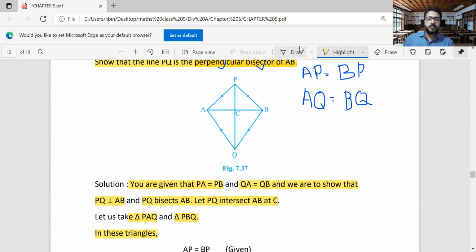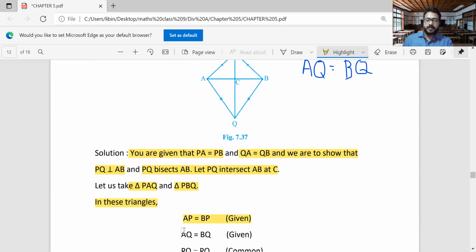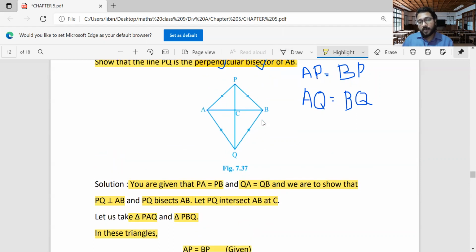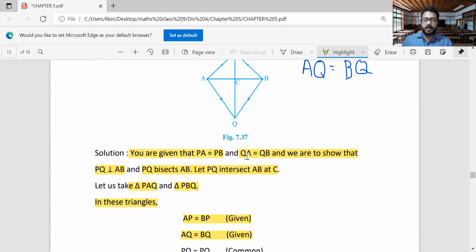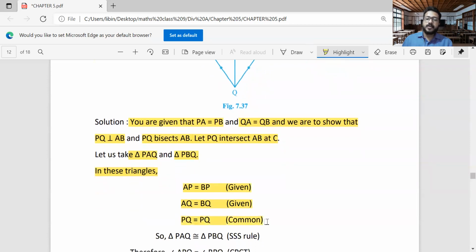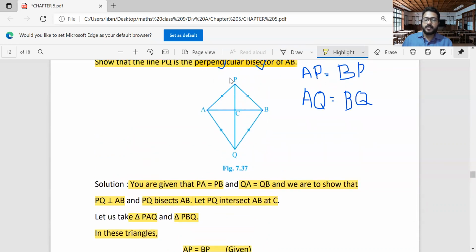First point, which is already given to you, AP is equal to BP. Now anything else? As you can see from the question itself, you are given that QA is equal to QB, or AQ is equal to BQ. Now we want to show one more side. As you can see, the side PQ is equal to PQ. It is common. So by using the SSS congruence rule, we can say that triangle PAQ is congruent to triangle PBQ.